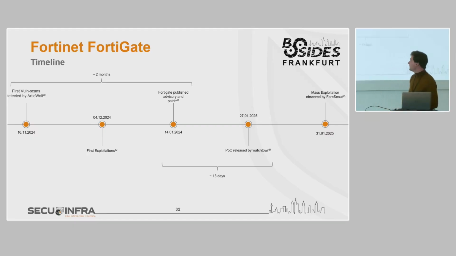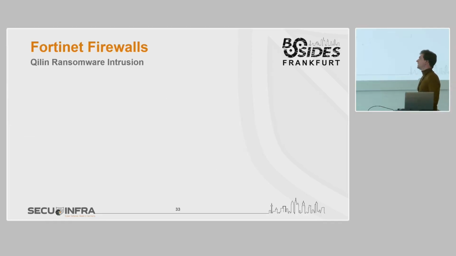Now, again, here we have slightly different dates, but as you can see, from advisory to the POC it's roughly 2 weeks, and we have 2 months from the first vuln scans to the advisory. So basically, at least 2 months where at least one threat actor took advantage of this vulnerability. Now, back to our case. Our case involved the threat actor called Keylene. They're a ransomware threat actor, so they ransom your systems and steal your confidential data to do a double extortion, so you pay twice.